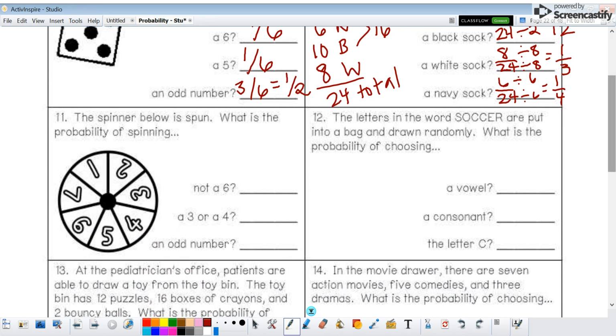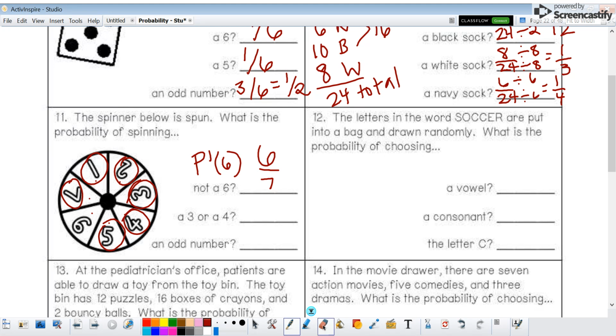Alright, the spinner below is spun. What is the probability of spinning not a 6? So remember, this could be denoted as P prime 6. We're looking for not a 6. So I have 1, 2, 3, 4, 5, 6, 7 options. So we know it's going to be out of 7. And not a 6. That's going to be 1, 2, 3, 4, 5, 6 out of 7.